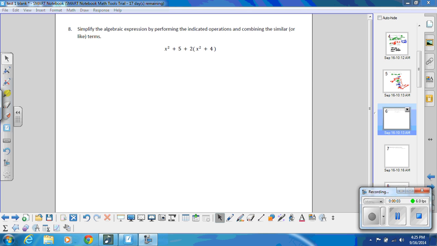So let's look at this one. This one's asking us to simplify. Okay, we don't have to solve it, so we're just going to simplify by combining like terms and using the order of operations here. So starting out with the order of operations, I see parentheses.